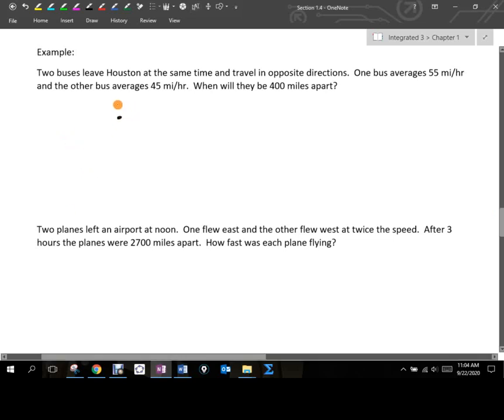So we've got, let's just say Houston is here in the middle. We're going to have one car traveling that way, and we're going to have one car traveling that way, right? I guess buses. It says one bus averages 55 miles per hour. So I'm going to just say bus 1 over here is 55 miles per hour. I'm going to call that R. Stands for rate, right? Okay. Bus 2 over here, it's traveling at 45 miles per hour.